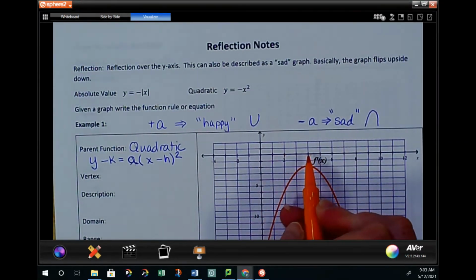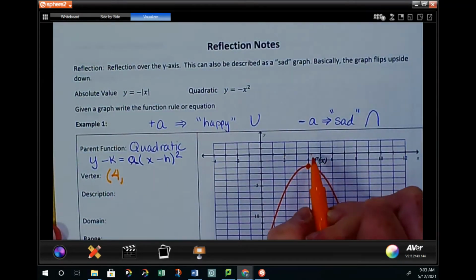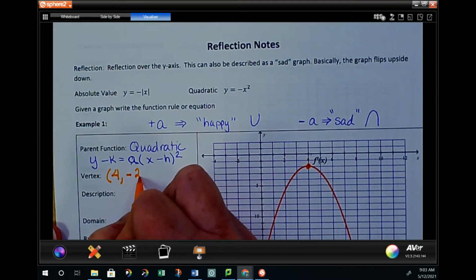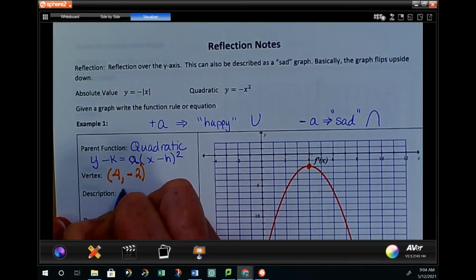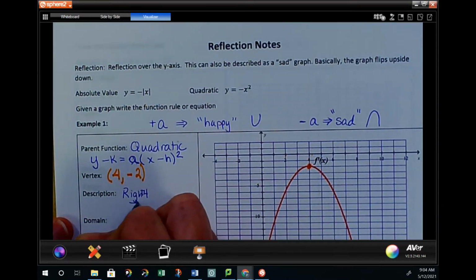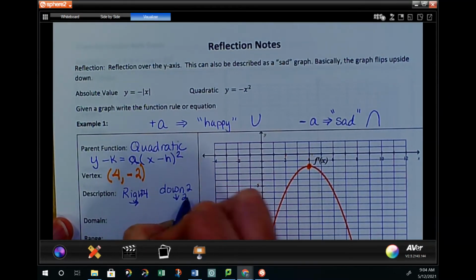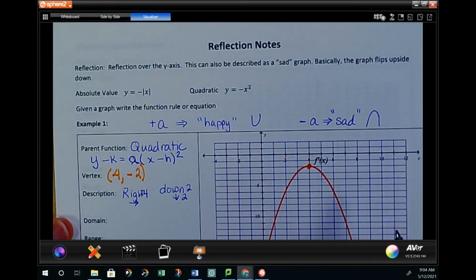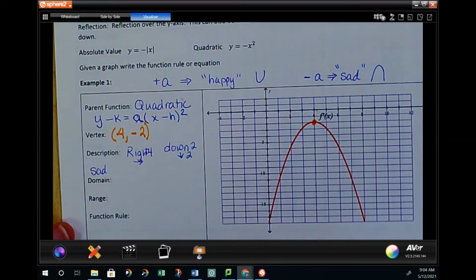So I'm going to go 1, 2, 3, 4. So I'm going to go over 4. And then this time I'm going to go down 2, negative 2. So I still have that I move right 4. Whoops, it helps if I could spell. So right 4 and down 2. The other thing that we're adding this time is that this is sad. It's a reflection over the x-axis. Over the x-axis, it points upside down. It's a nice sad graph.